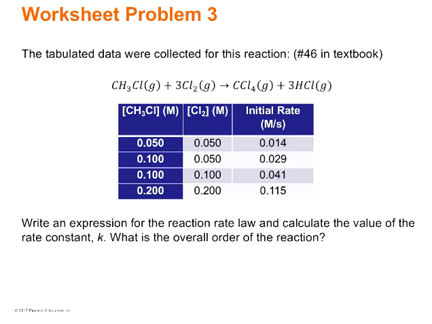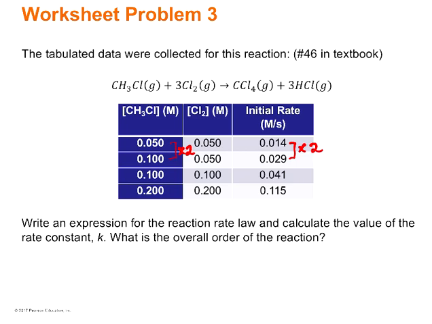So let's write an expression for the reaction rate law and calculate the value of the rate constant K. What is the overall order of the reaction? So let's compare the first 2 sets of data, and we can see that the concentration of the first reactant is doubling, but the concentration of the second reactant stays the same. Now let's see what's happening to the rates as a result. So that looks like it is also doubling.